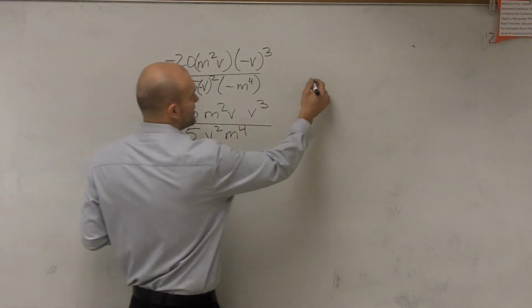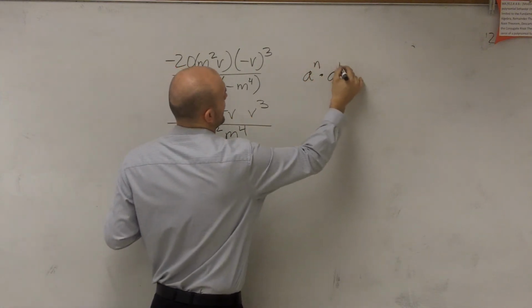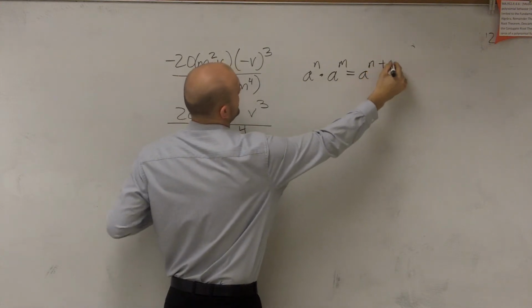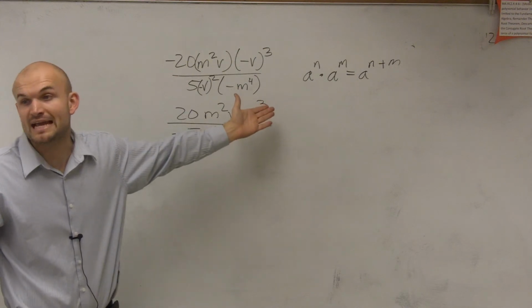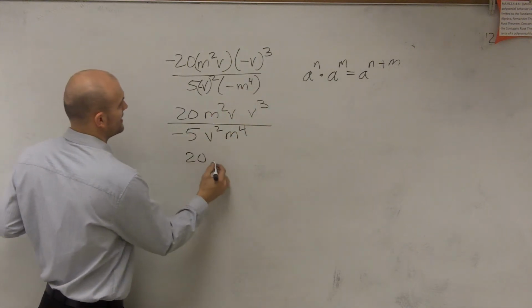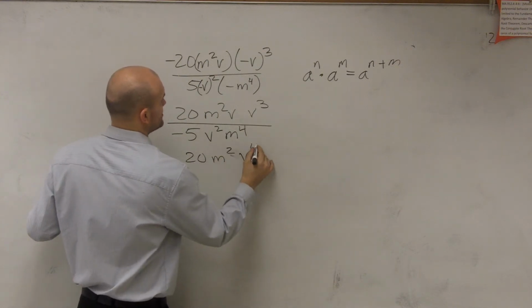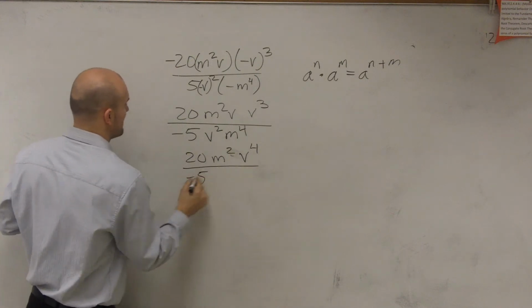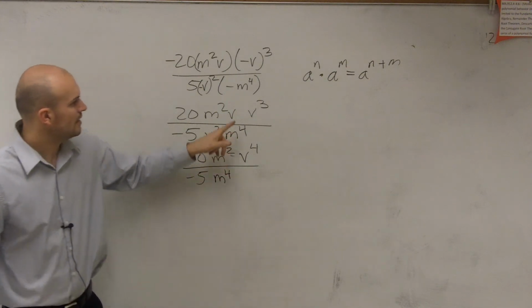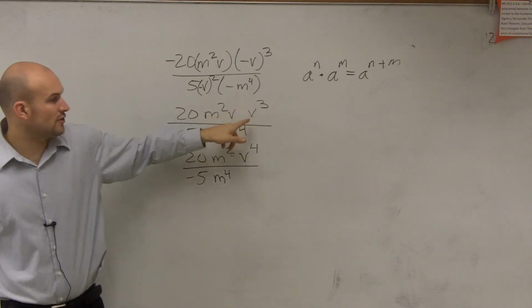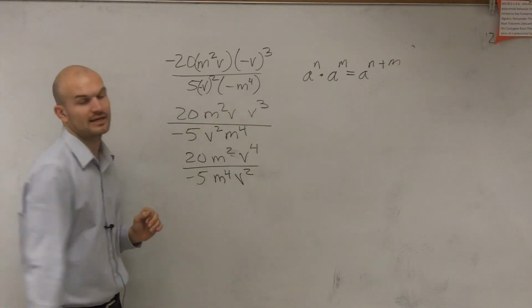So our only simplification that we can make is a to the n times a to the m equals a to the n plus m. Right? When you multiply terms with the same base and exponents, you need to add the exponents. So therefore, I have 20 m squared v to the fourth power divided by negative 5. And I'm going to rewrite m. Yeah, no. I'm just adding the v's. v to the first plus v to the third is v to the fourth. And then there'll be m to the fourth, v to the second.